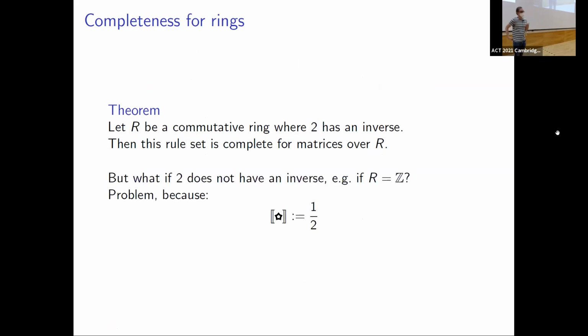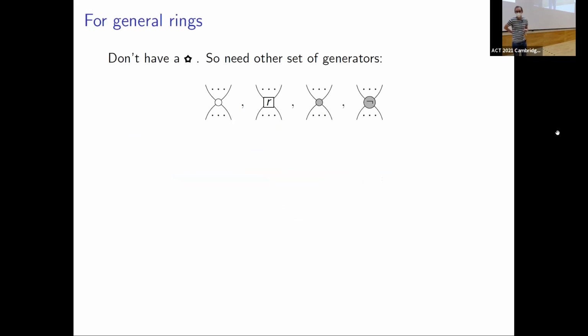Okay, but we can actually do something slightly more general, because not all rings have an inverse for 2. For instance, if you want to take our ring to be the integers, this is a problem because one of our generators was this star element, and the interpretation of this element is a half. So we don't have access to this star, so we need to get around that somehow. And the way we get around that is, instead of defining our gray spiders as derived generators, we promote them to be actual generators.